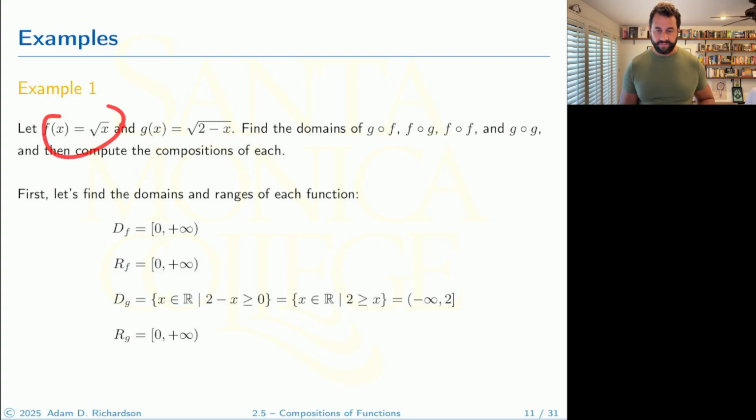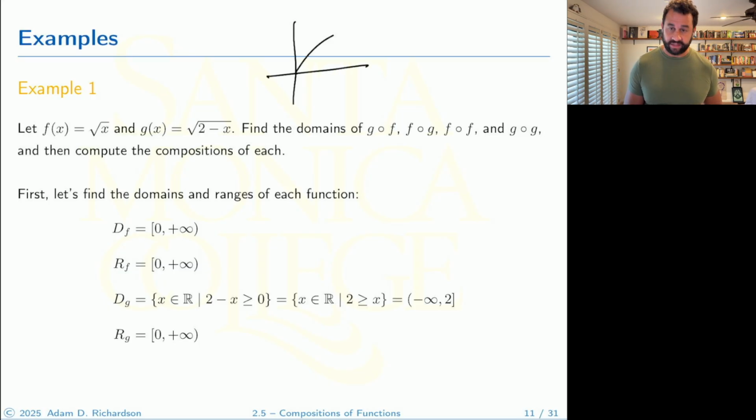So here's f. Let's find the domain and range. We have some practice with this, right? So the domain of this function is 0 to infinity. The range also happens to be 0 to infinity, right? Remember the graph. This is one of those important graphs. Looks like that, okay? Now, that's for f. So we've got the domain and the range of f.